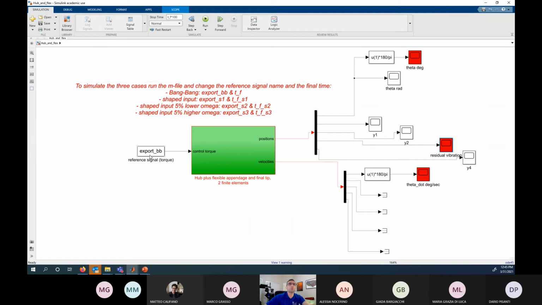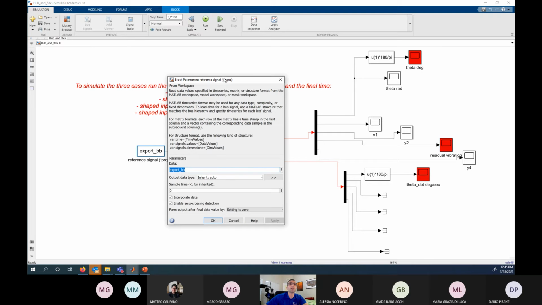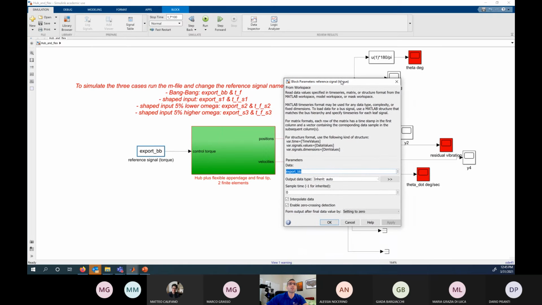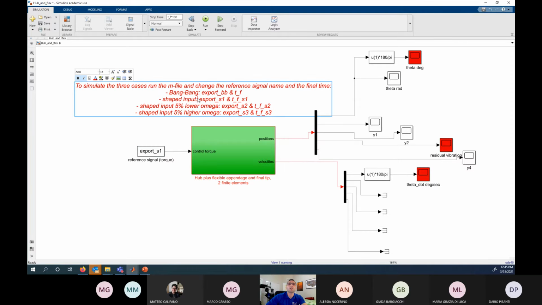Then for the first input shaper, where I have perfect knowledge of the frequency, I have to change this and call it export S1. That's the vector that comes in. And I also have to change the final time, TFS1. It's a little bit longer, right? It's a longer maneuver. I'm running it for 100 times that, because these are very short maneuvers and I want to see the long-term effect, of course.